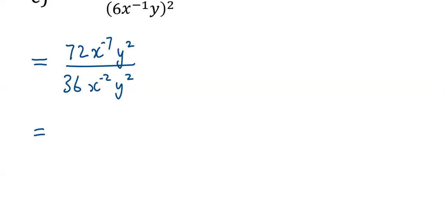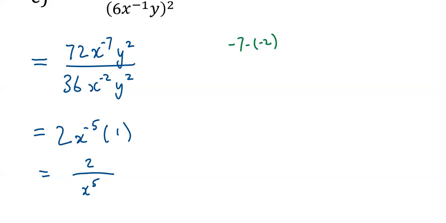72 divided by 36 works out to 2. Then x to the -7, so I'm subtracting exponents. You can write it off the side: -7 minus -2, which is -7 plus 2. So this should be x to the -5. And y squared divided by y squared is 1. So there's a 1 here, but we don't have to write it. And then I have to deal with the negative exponent, and I get 2 over x to the 5.